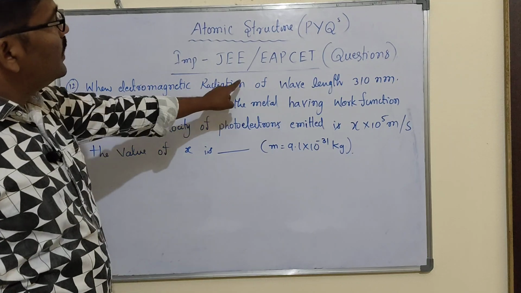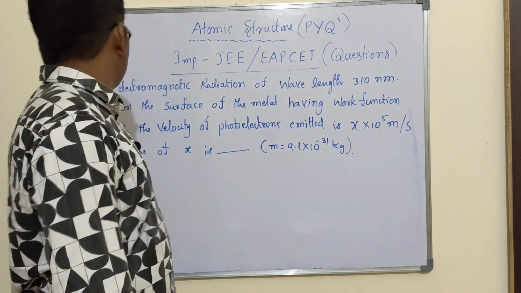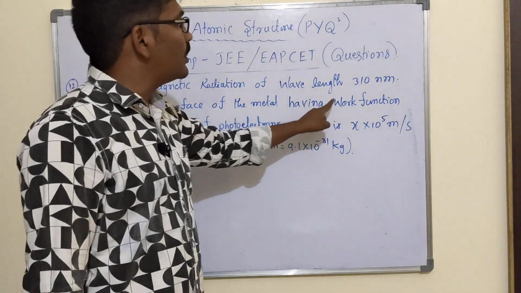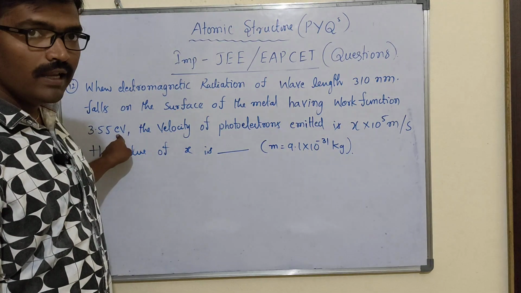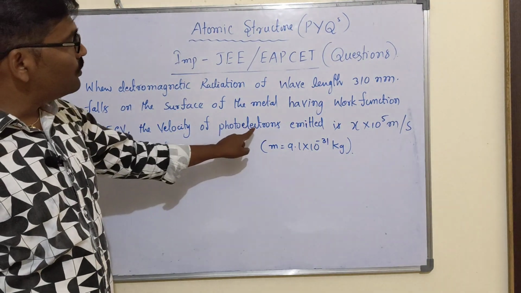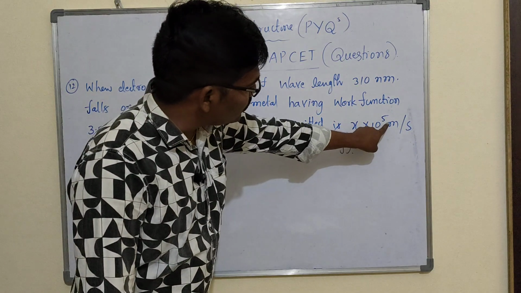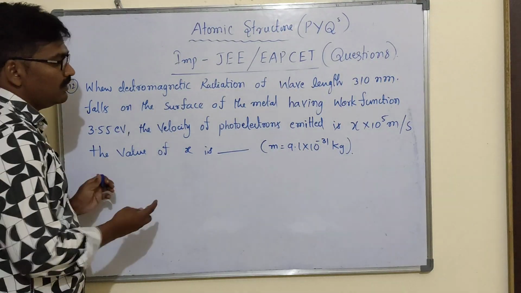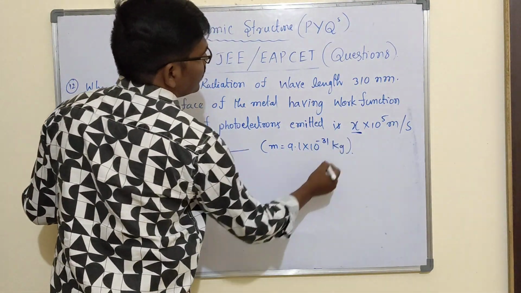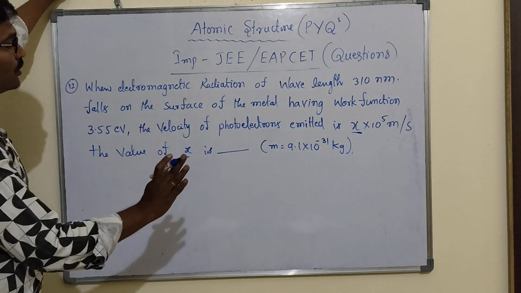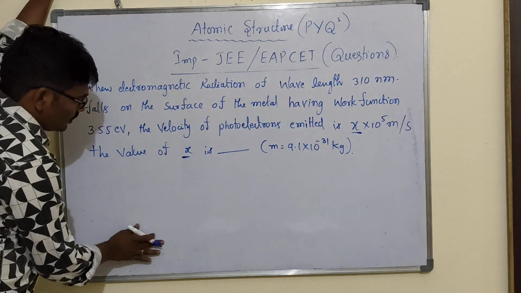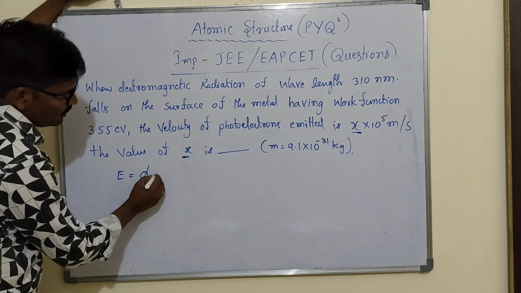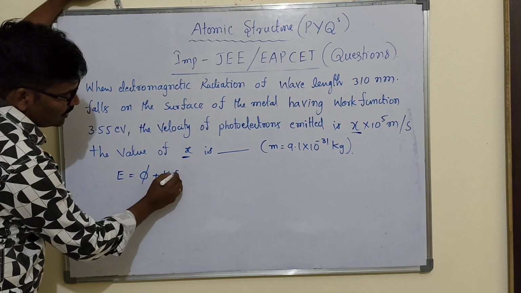When electromagnetic radiation of wavelength 310 nanometers falls on the surface of a metal having work function 3.55 electron volts, the velocity of photoelectrons emitted is x into 10 to the power of 5 meters per second. The value of x is, so we have to find the x value. Look, this is a photoelectric effect question. By the photoelectric effect law, energy of light equals work function plus kinetic energy. This is the formula, right?